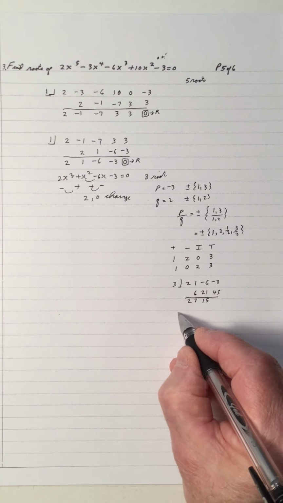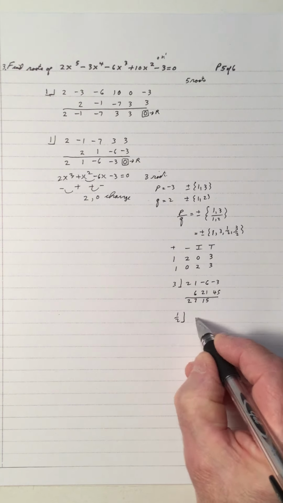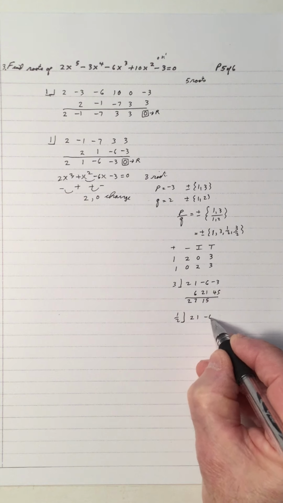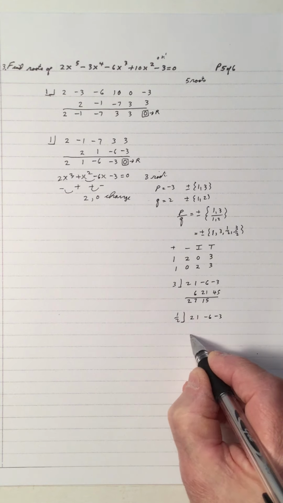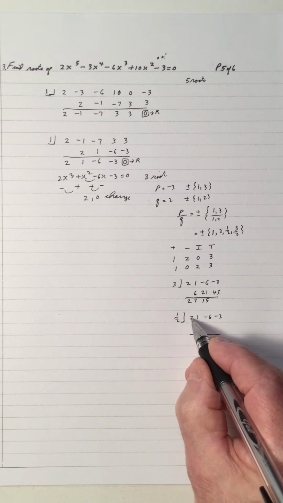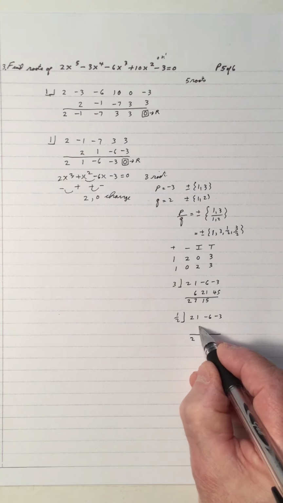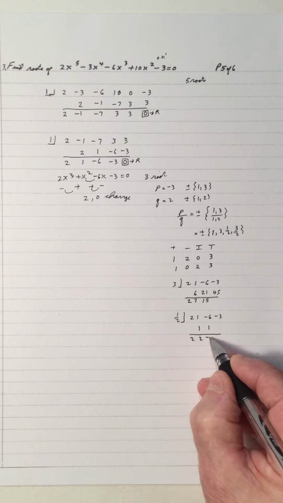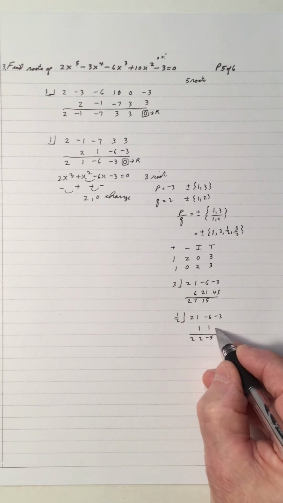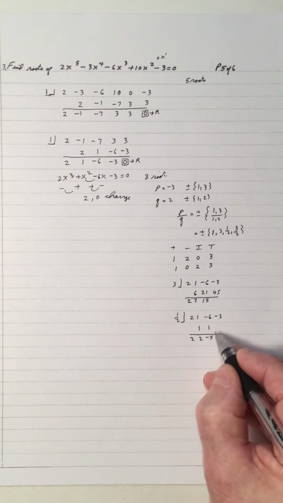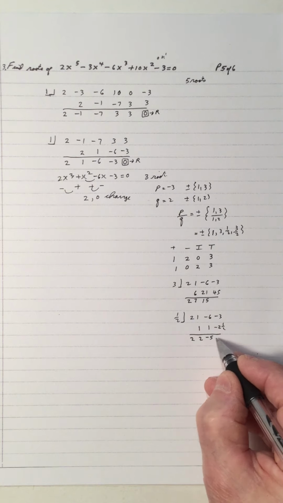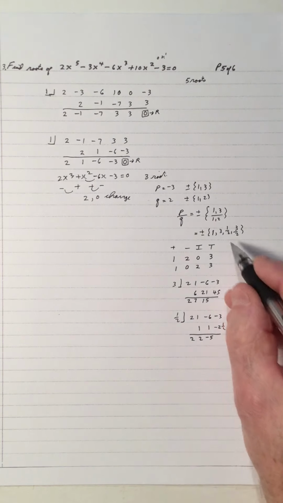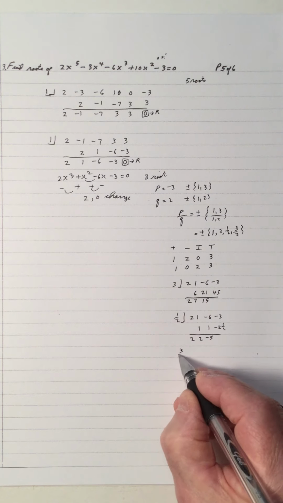Now I'm going to check with a half. So this is, as you can see, trial and error, and we really don't know what it's going to be. So bring down the 2. Half of 2 is 1. Add, you get 2. Half of 2 is 1. Add, you get a negative 5. Half of 5 is negative 2.5. No.